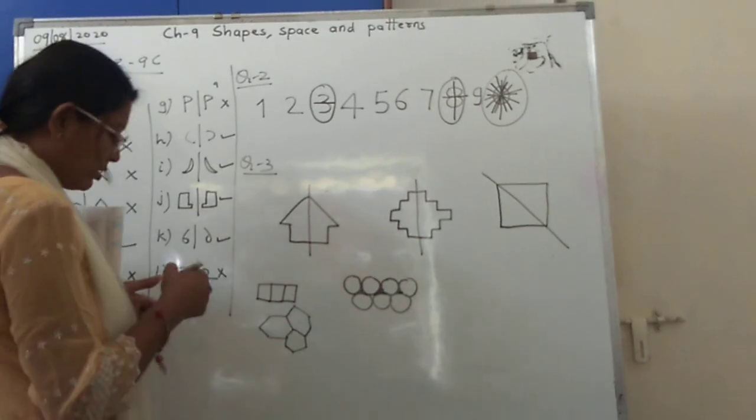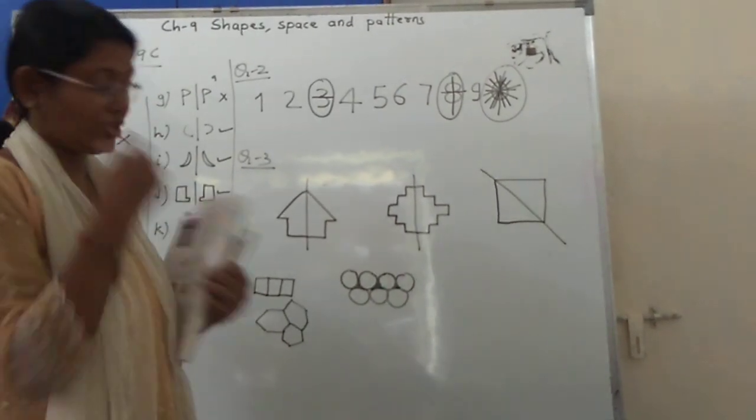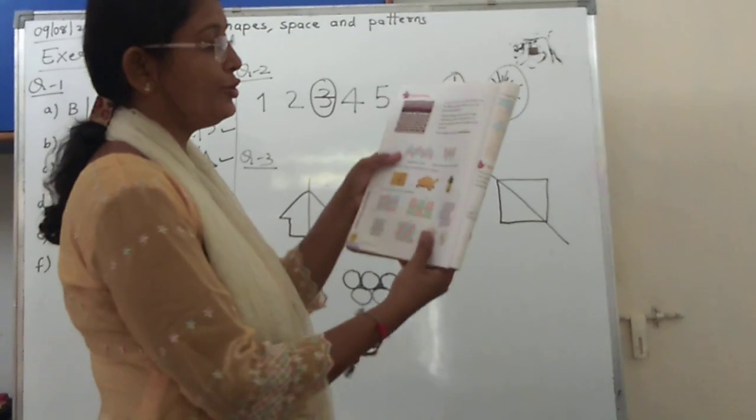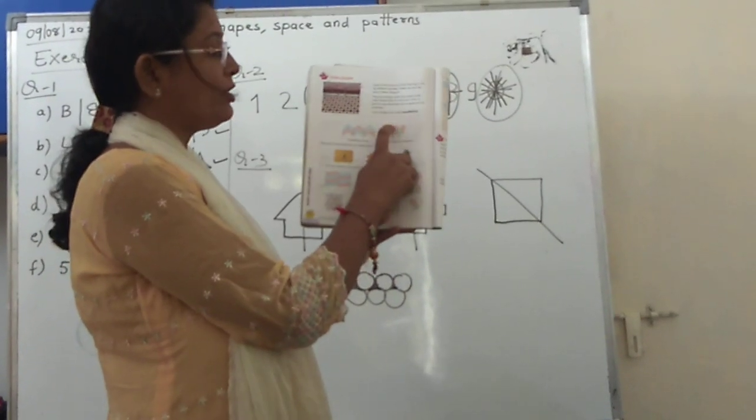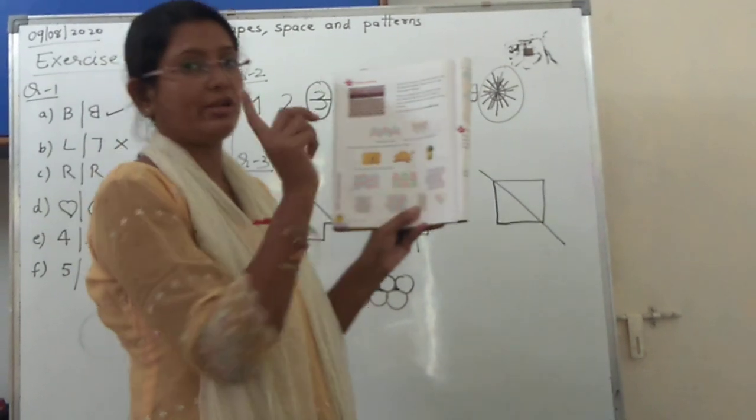Okay, these are all known as tessellation. Just see here, they have shown you tessellation. This is a tessellating shape. Here, no, it is not, because here the space will remain. So this shape is not tessellate.